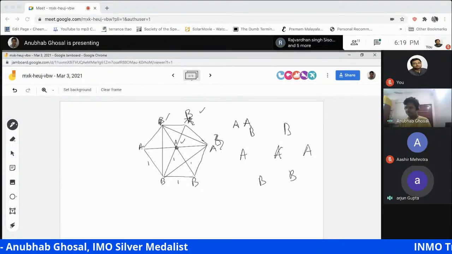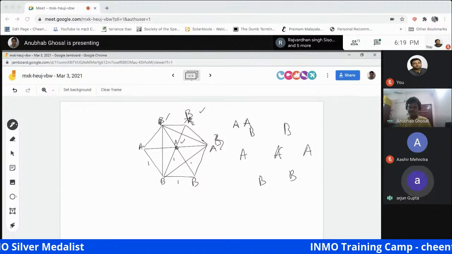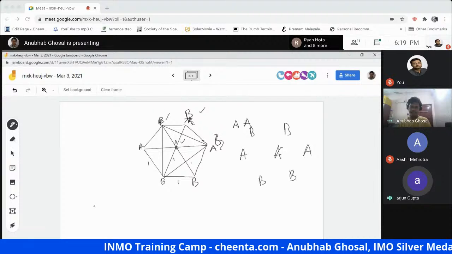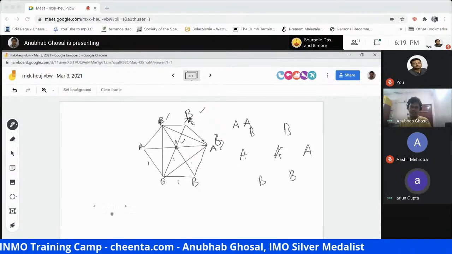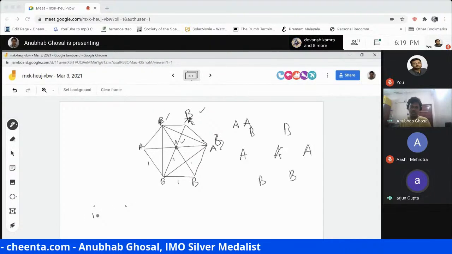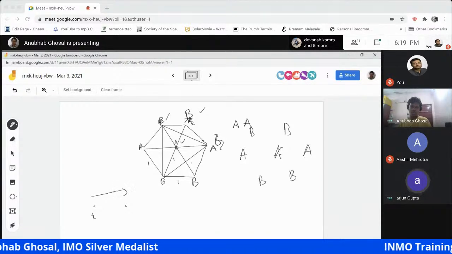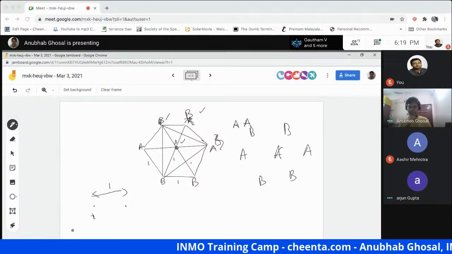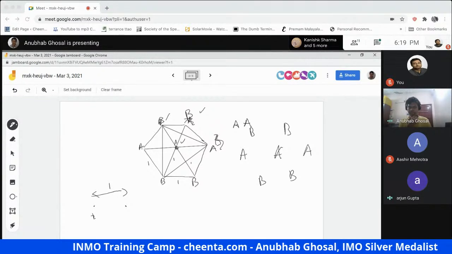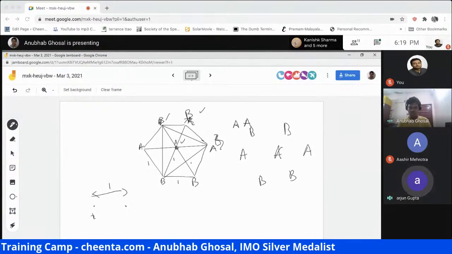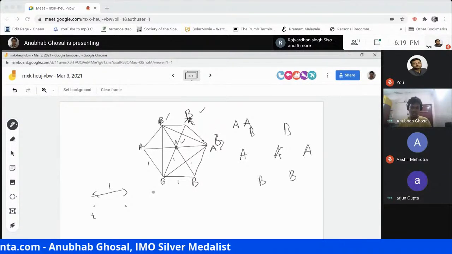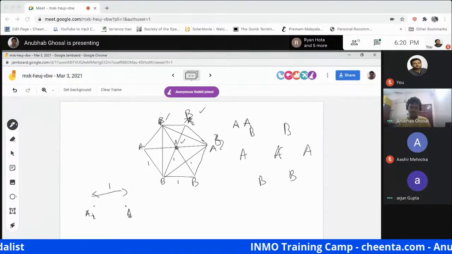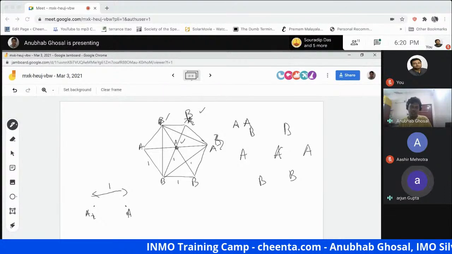Sir, another key observation we can make is that if two points of the same color have distance 1, then points at distance 1 along that line will be consecutive. Let me draw. If you have two points of distance 1, suppose they have the same color, A and A. Can you see what I'm drawing on the second board? Yes, sir, we can see that.